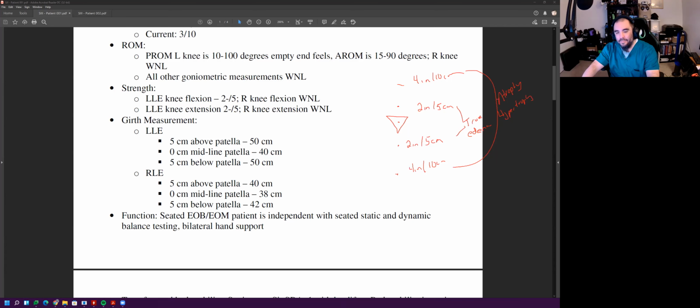Why? Why would I want to measure both sides? Comparison, right? Just looking at this, here's her right knee and here's her left knee. You can see that right is 40, 38, 42. She's definitely a little swollen above and below that joint line. Not horribly. She's a little swollen.